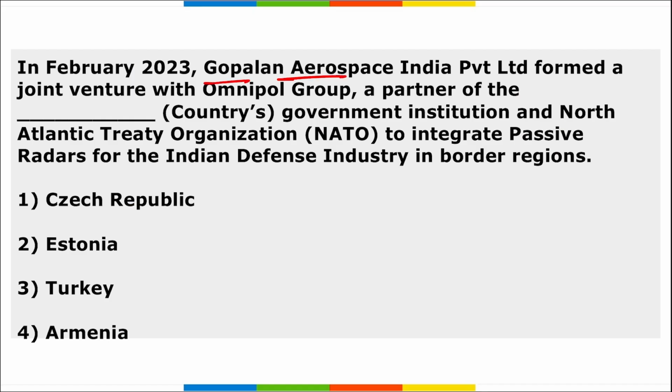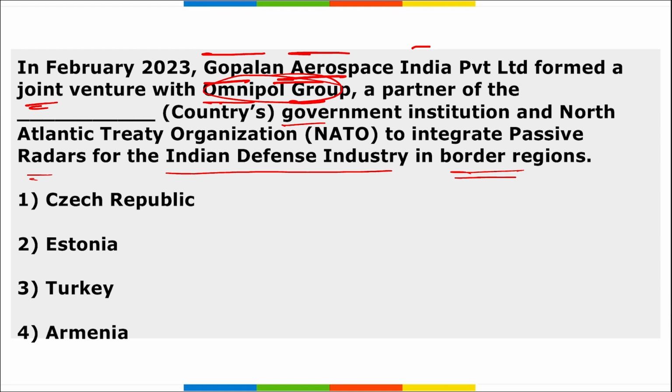Next, Gopalan Aerospace India Private Limited formed a joint venture with Omnipol Group, a partner of the government. The question asked here is about this Omnipol Group that has recently signed a joint venture with Gopalan Aerospace Private Limited to integrate passive radars for the Indian defense industry and border regions. So Gopalan Aerospace has tied up with Omnipol Group. Gopalan Aerospace is of India and this Omnipol Group is of the Czech Republic.